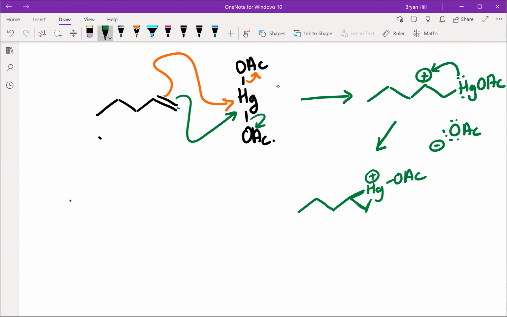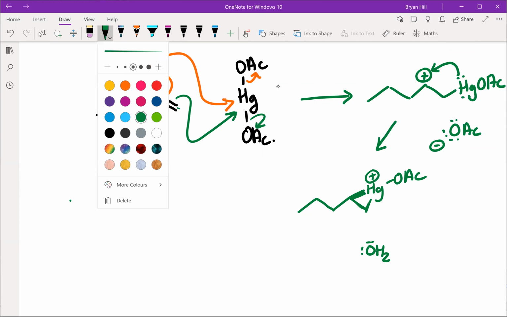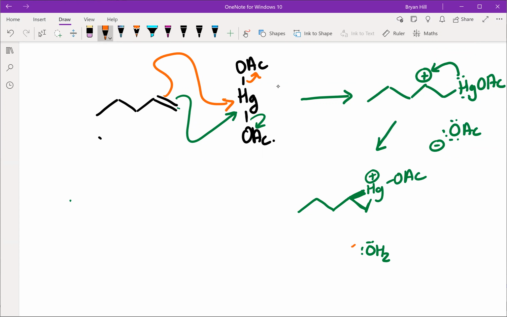So our next step is water's going to come in and attack. If this is forward, let's draw two arrows here. I could draw this arrow, so it's coming in from the opposite side, or I could draw this blue arrow where it's coming in on the same side as the mercury. Which arrow would be correct there? Orange, right. It needs to attack from the opposite side.